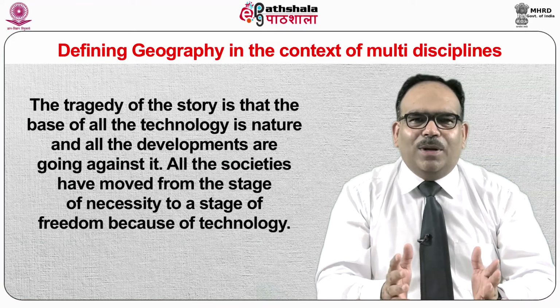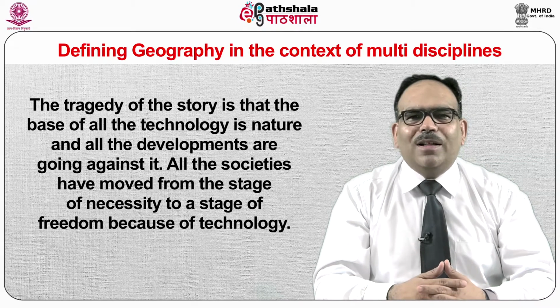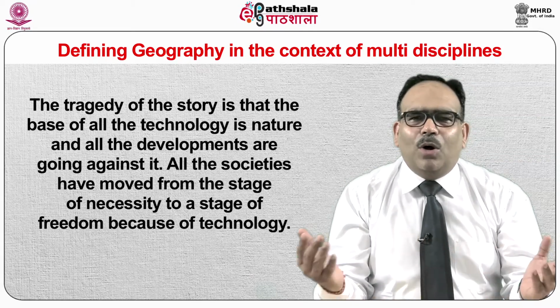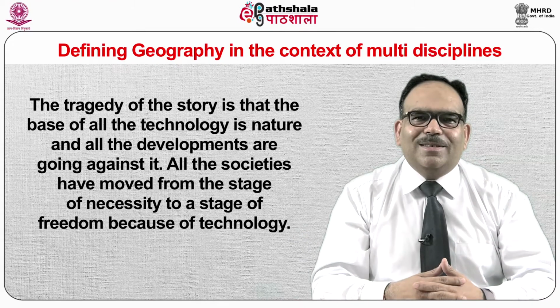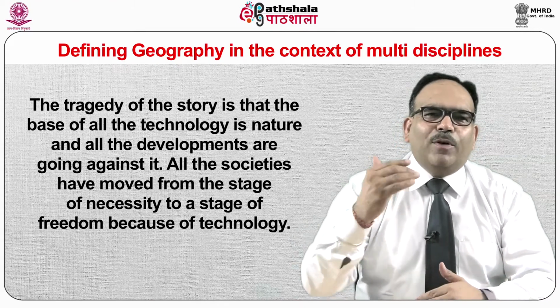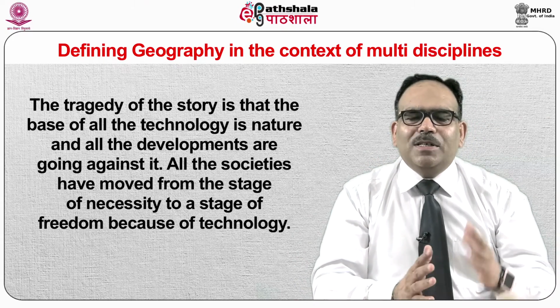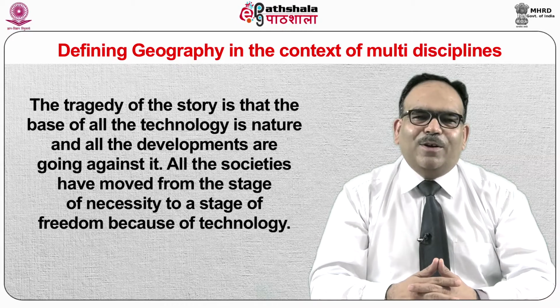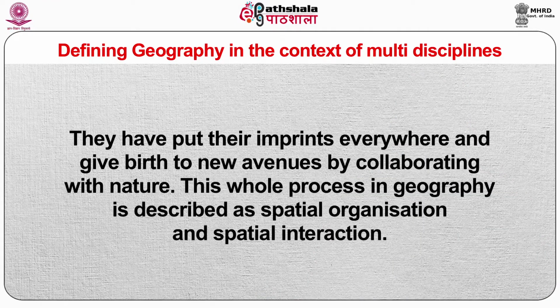The tragedy of the story is that the base of all technology is nature, and all the developments are going against it. All the societies have moved from the stage of necessity to a stage of freedom because of technology. They have put their imprints everywhere and given birth to new avenues by collaborating with nature. This whole process in geography is described as spatial organization and spatial interaction. Thus, geography as a discipline talks about space and its characteristics and attributes.